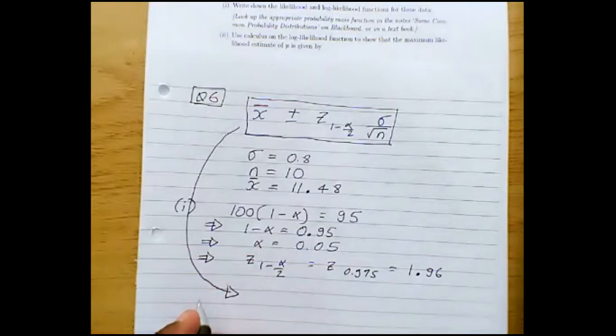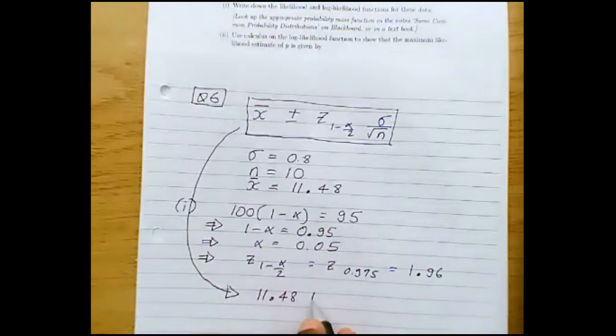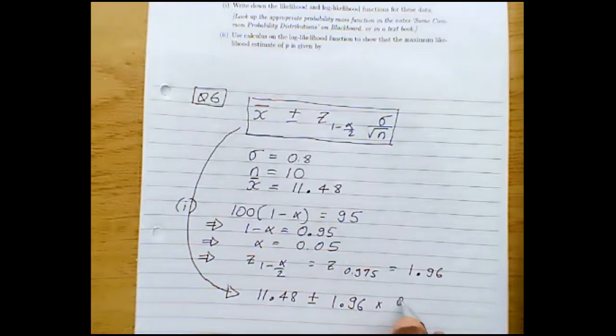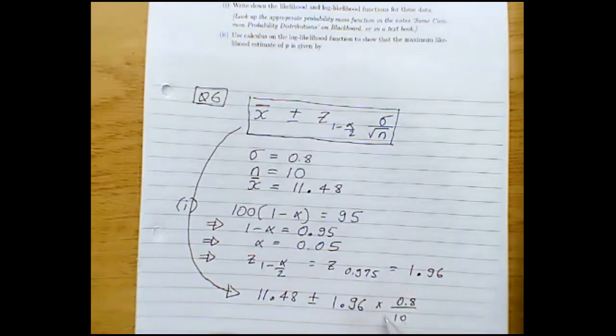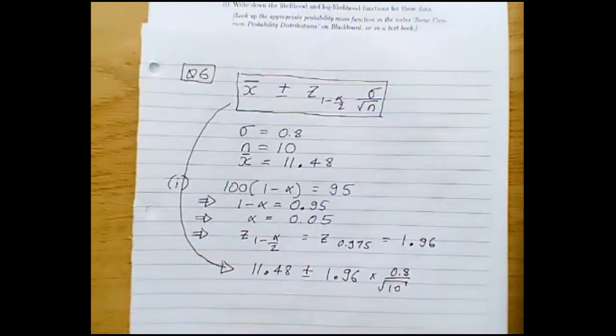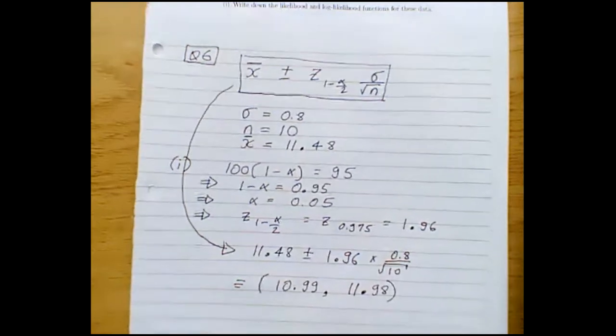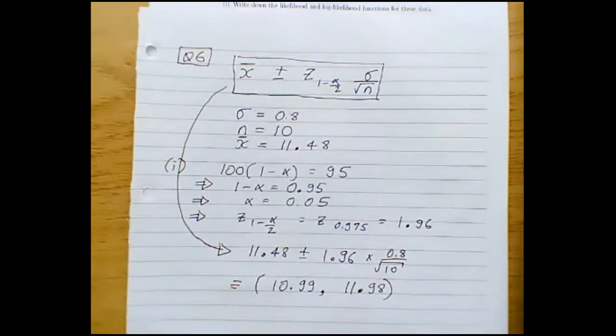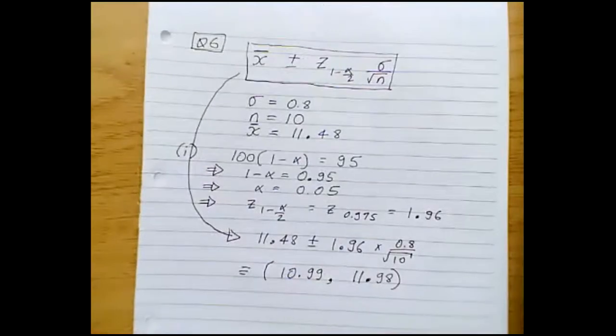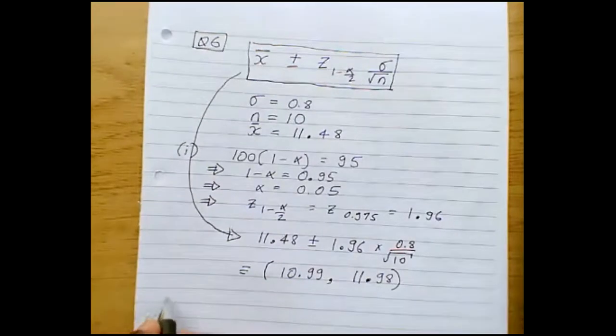Now if you use this formula, you will get x bar, which is 11.48, plus or minus 1.96 times 0.8 divided by the square root of 10. And now if you work this out, the confidence interval will be this. Are you guys okay with this? Let me know. If you have any questions, please feel free to use the chat room.